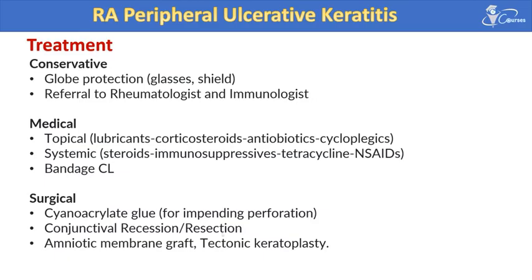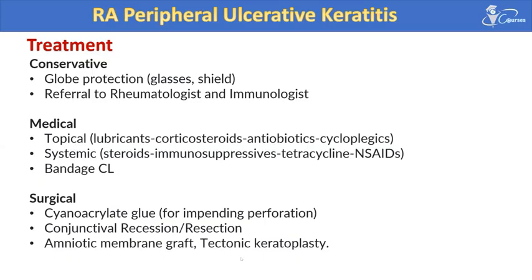So this is the first time we hear about that. Why should we do conjunctival recession or resection? We just want to bring the autoantibodies away from the cornea, so that we minimize the inflammation and minimize the chance that these autoantibodies will reach the cornea, causing more inflammation. So we do conjunctival recession or resection.